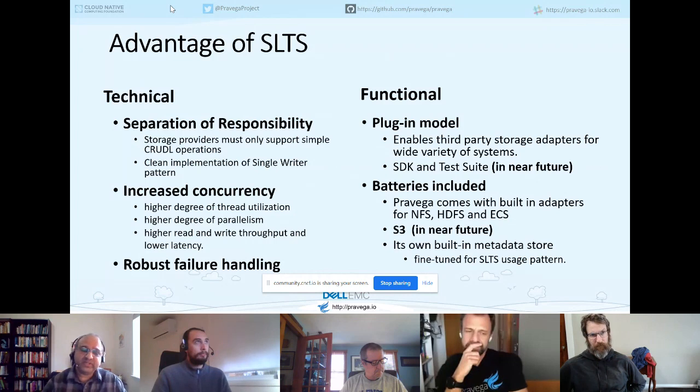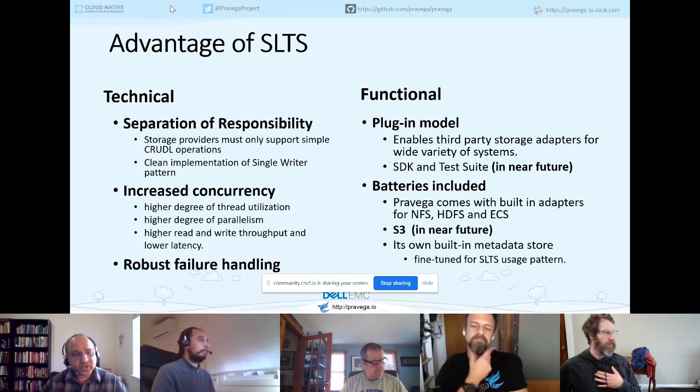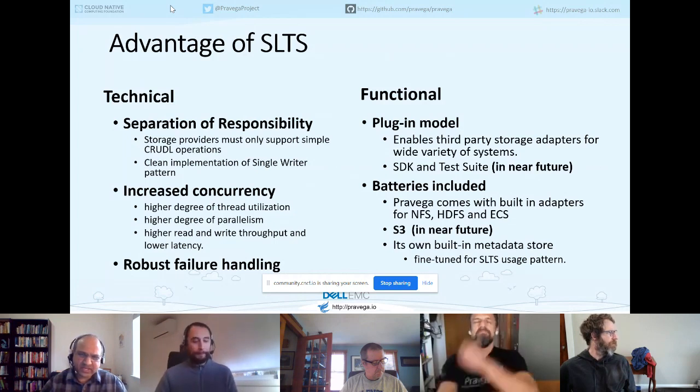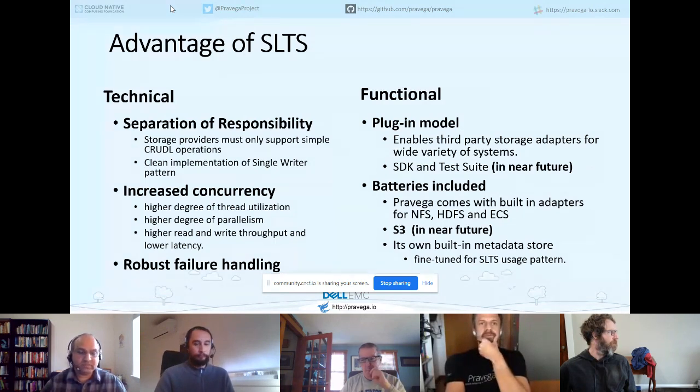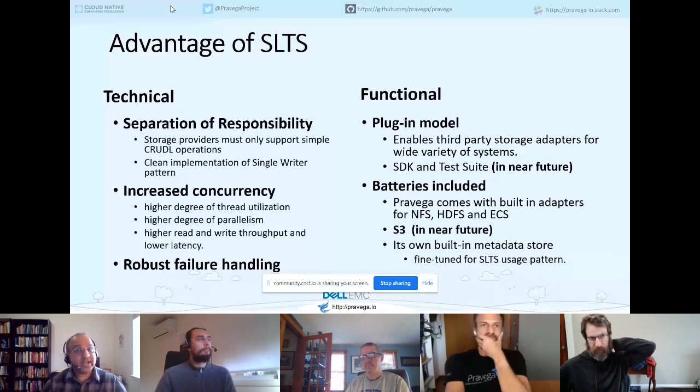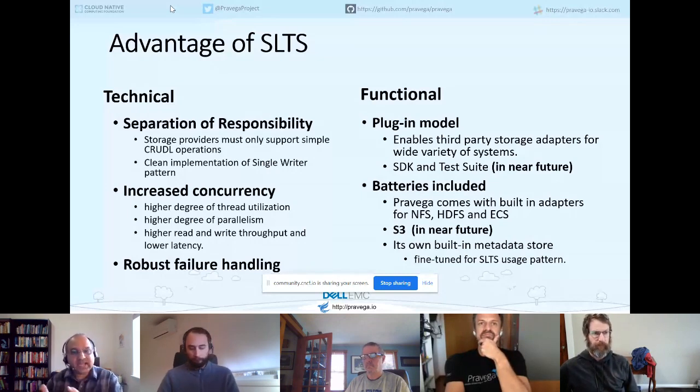Another advantage of SLTS is we are extensively using the asynchronous programming model. And what that means is we have increased concurrency. We have a higher degree of thread utilization, higher degree of parallelism, higher read and write throughput, and also lower latency. One of the core reasons why we are doing SLTS is also robust failure handling. All that is implemented by SLTS. The actual API that the storage providers have to implement is vastly simplified.